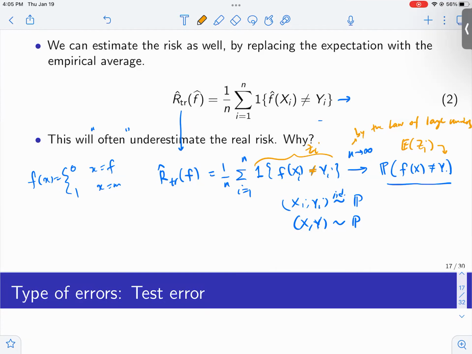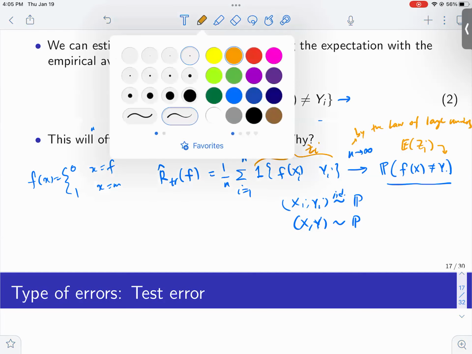Half the statistics is about the law of large numbers. So if you understand the law of large numbers, you understand what you're doing. If you don't understand the law of large numbers, well, you don't understand half the statistics. And I claim that.